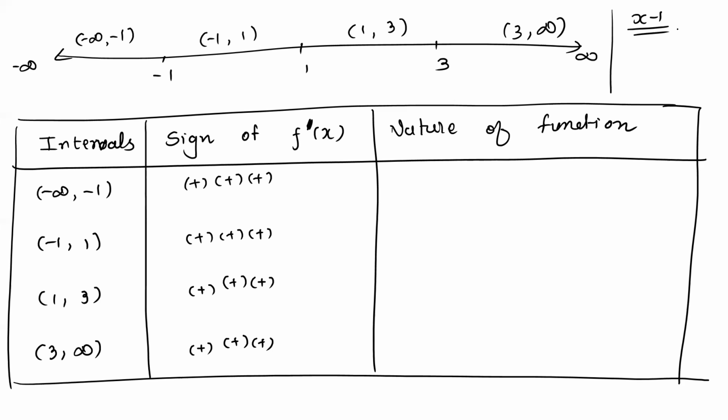Let us put values one by one from each interval. For the first interval, minus infinity to minus 1, I'll take minus 2. Suppose I put minus 2 as the x value, then minus 2 minus 1 is minus 3. This is a negative number, less than 0. The other factors are positive, but the last one is negative, so it is less than 0. That means the function is strictly decreasing.